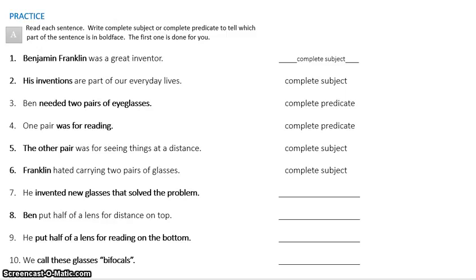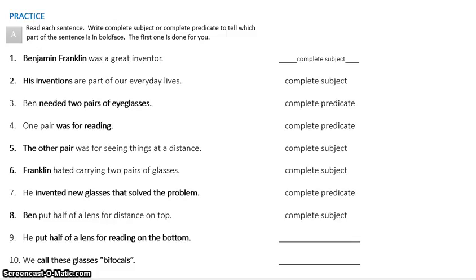Number 7, he invented new glasses that solved the problem. Dark print is invented new glasses that solved the problem. Is it the doing part or what the sentence is about? In this case, it's the doing part of the sentence, so you should have written complete predicate. Number 8, Ben put half of a lens for distance on top. Ben is dark print. That's the part we're talking about. It's who the sentence is about, so it's going to be the complete subject.